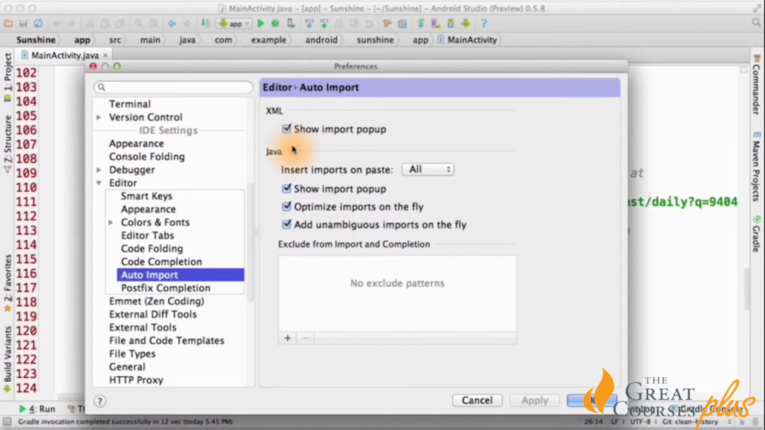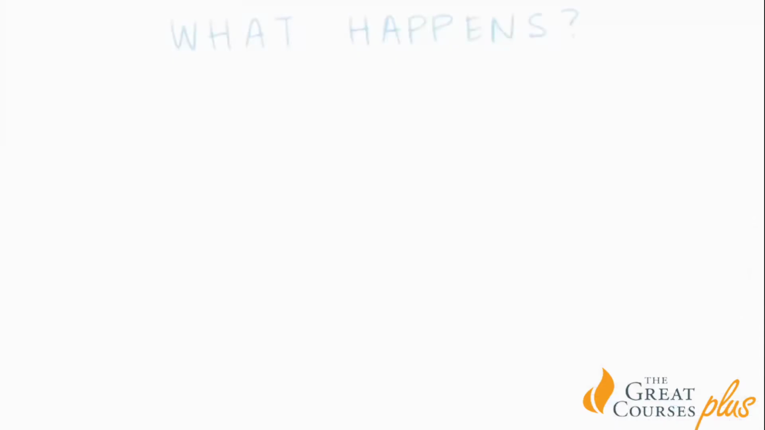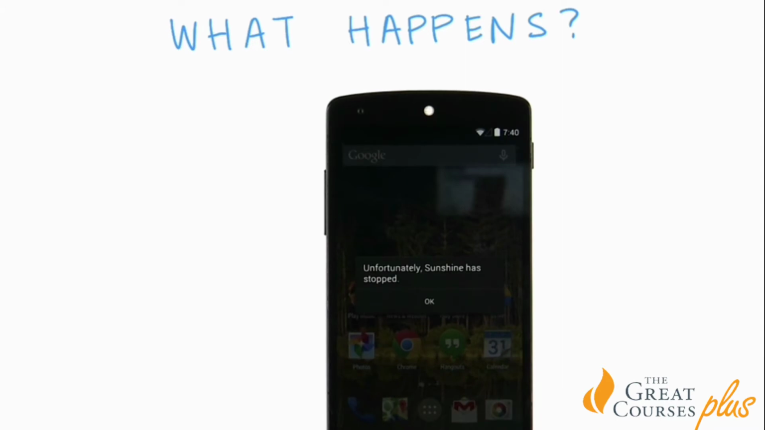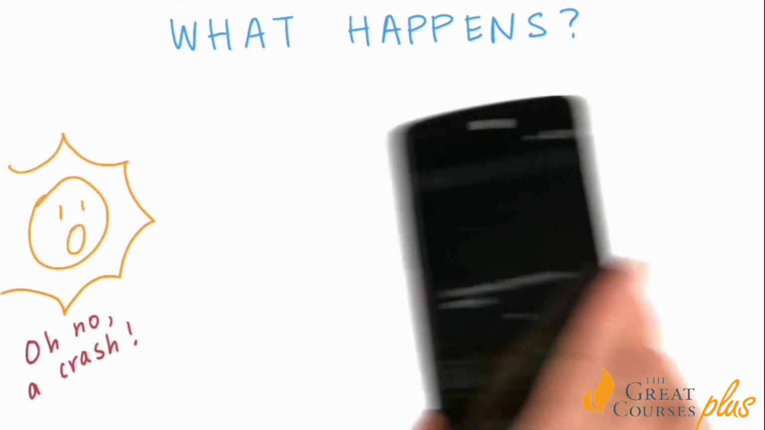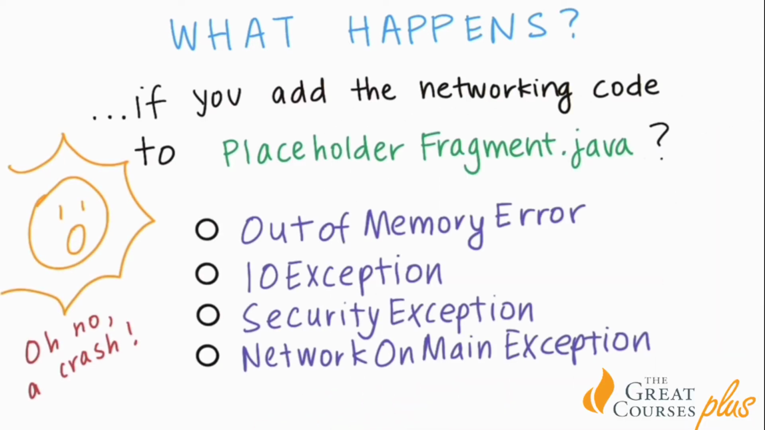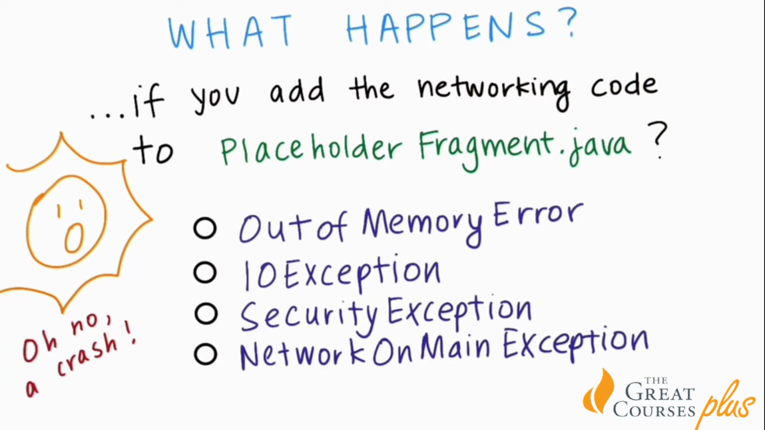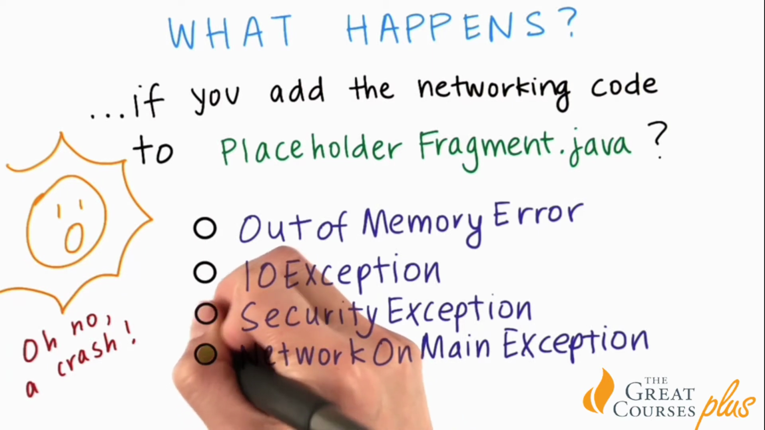You may need to enable these options in auto import or add the imports manually. See the instructions below. When you run the app, you'll see that it crashes. Use Logcat to figure out which error is the guilty culprit that caused the crash. We're assuming that for this quiz question, you're using a device that's running Honeycomb or later. Use the emulator if needed. If you run it on your phone, your app will crash because of a network on main thread exception.